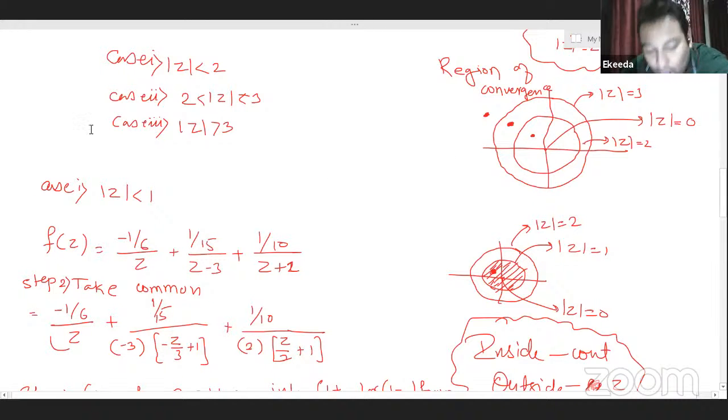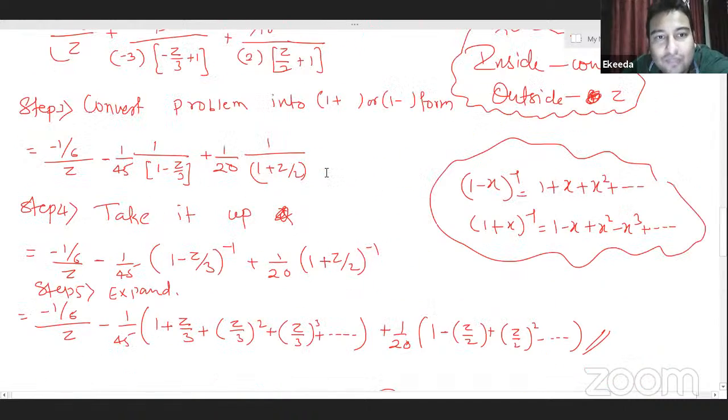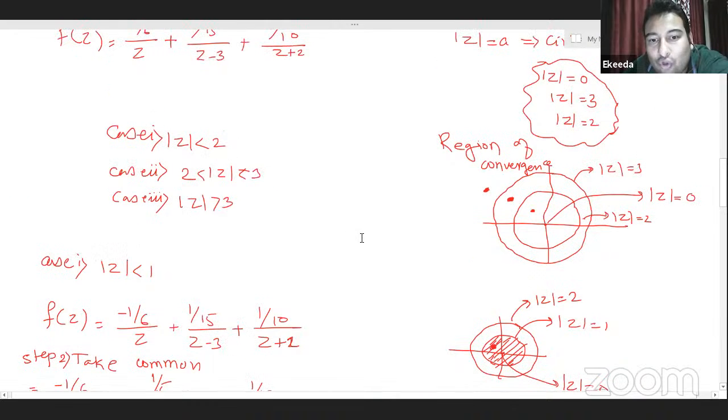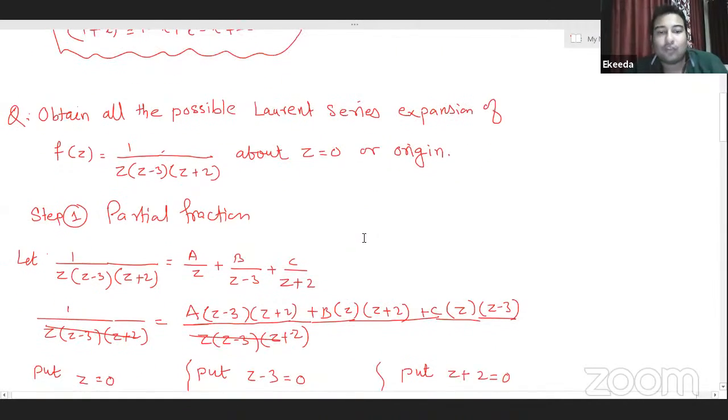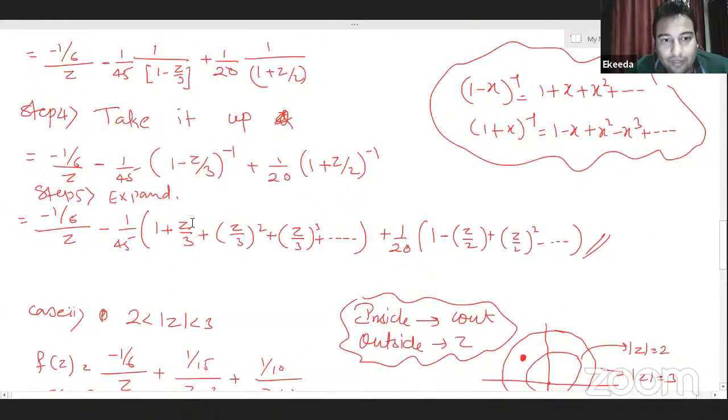It should be in terms of z. Your solution should be in terms of z, because it is clearly mentioned in the problem about z is equal to 0 or origin. So your solution should be in terms of z. See here, z, z, z, z, z. So in terms of z, z square, z cube doesn't matter.